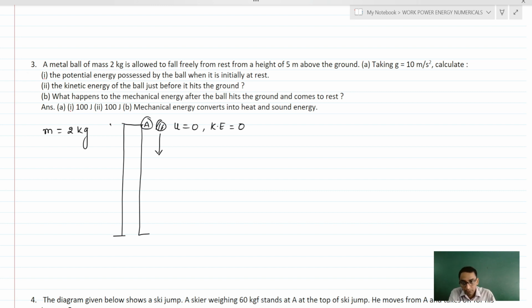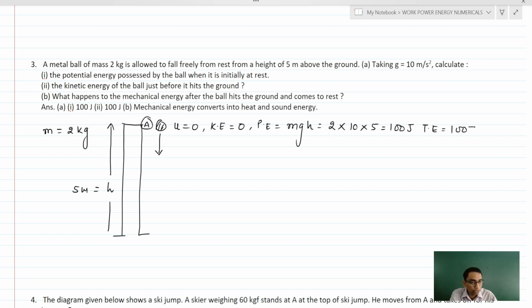Now, the height above the ground of point A is given to you as 5 meter. So we can very well find out the potential energy at the top, that is mgh, and m value is already given, g is 10. So this is 100 joules, which means the total energy, kinetic plus potential, is also 100 joules. Correct. So the answer to the first part, the potential energy possessed by the body, is equal to 100 joules.